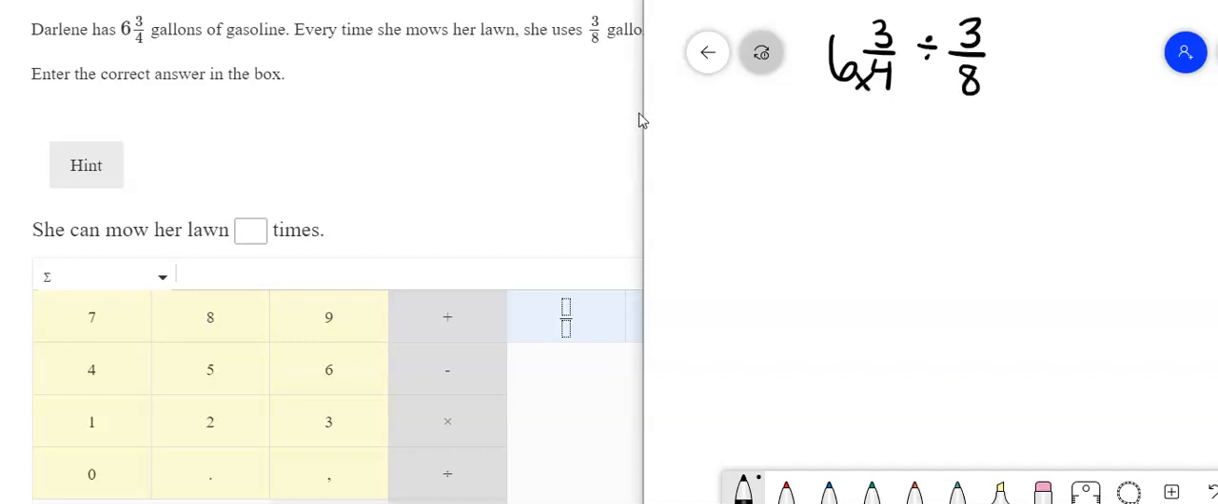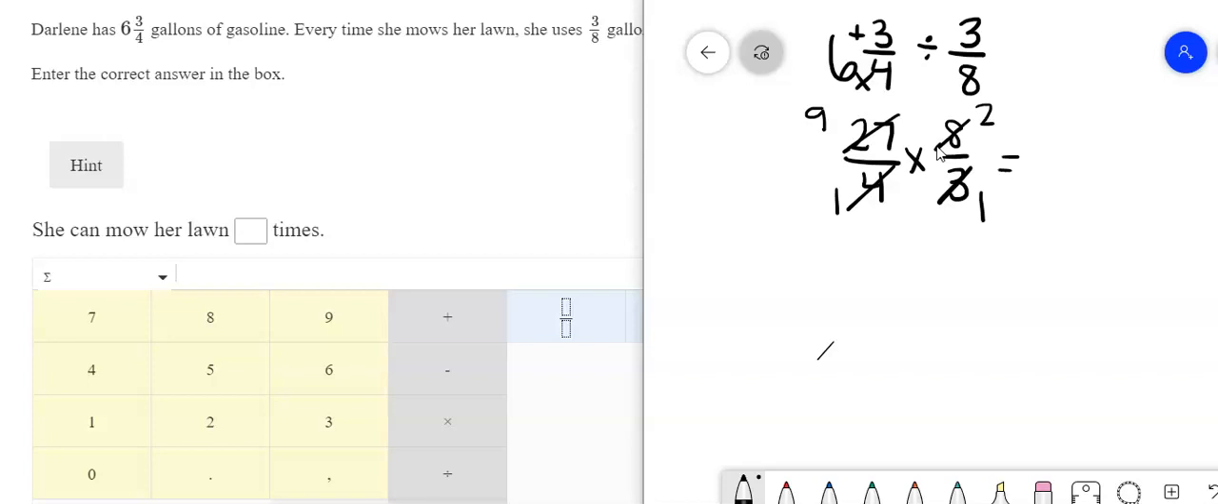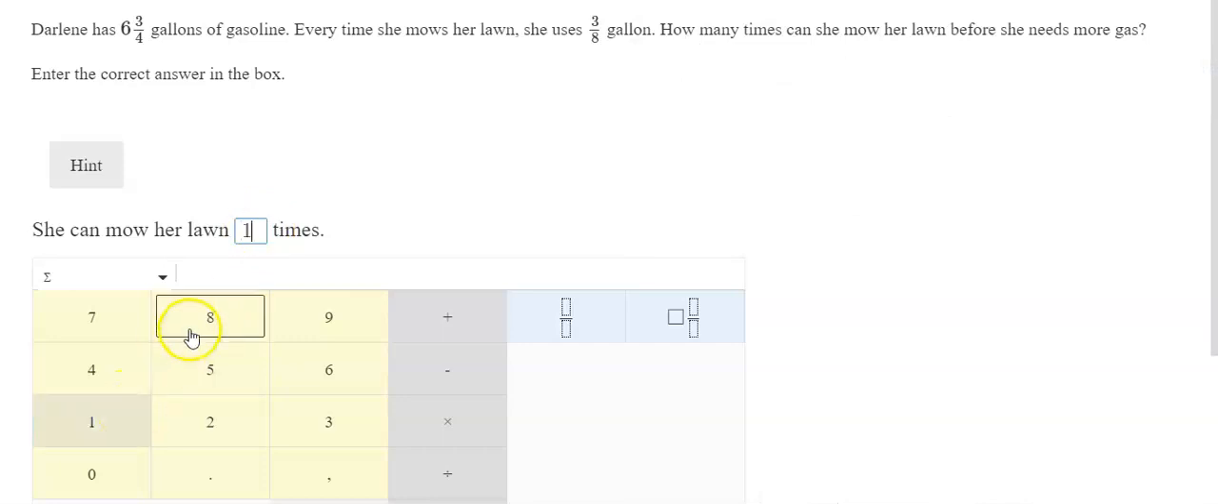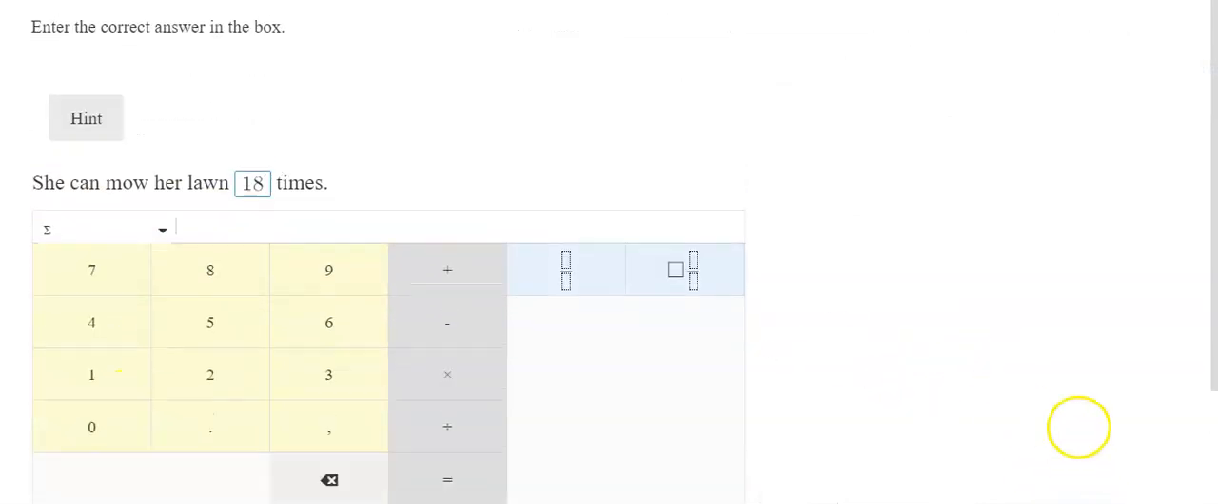6 times 4 is 24, plus 3 is 27, so I have 27 over 4. Okay, then we're going to change division to multiplication. We're going to flip it. I'm going to cross cancel my 3 and my 27 because 3 goes into 27 9 times. 3 goes into 3 once. And then we're going to look at my 4 and my 8. 4 goes into 4 once, and 4 goes into 8 twice. 9 times 2 is 18. So we got a nice whole number answer, so I know that's going to be how many lawns she can mow.